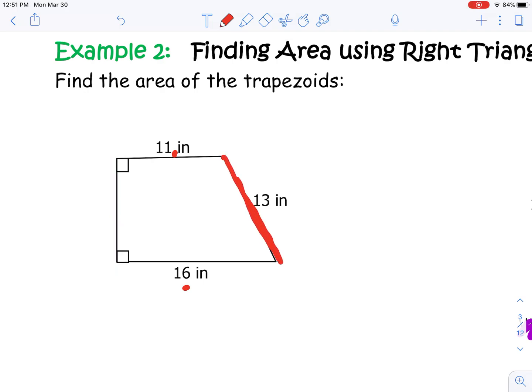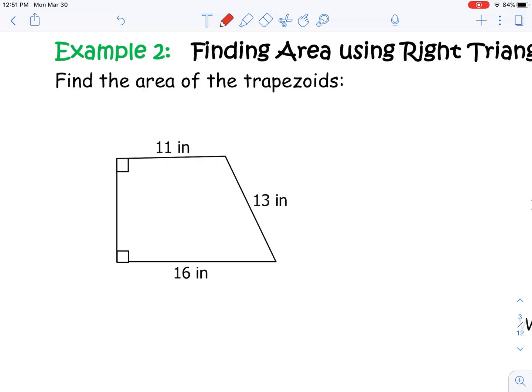Notice this 13 inches is up the side. Remember, height has to be perpendicular to the base. This 13 inches is not perpendicular to either of those bases, so it is not a direct measure of height. It's a slanted height, just not good. So we need to first find our height before we can find our area.